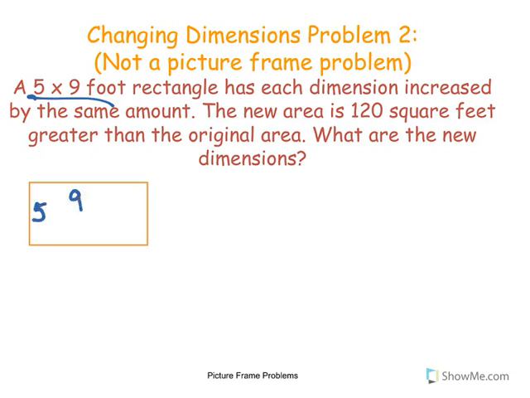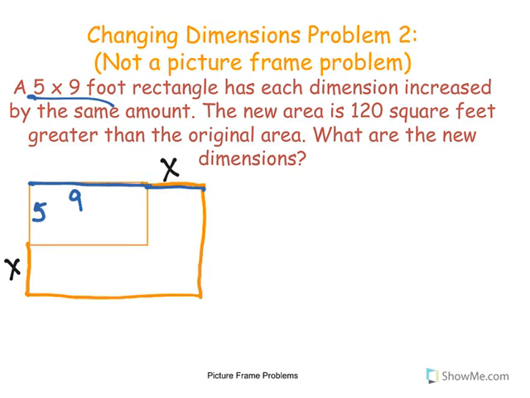It says, has each dimension increased by the same amount? So what happens if I increase this and increase this? Well, if those lines I drew are the same amount, then I could say that those are x units long. Now, what would my full rectangle look like? Well, my full rectangle would now look like that. Well, how big is this side? Well, this is 9 units, and this is x units, so the whole side is 9 plus x. And this is 5 units, and this is x units, so this is 5 plus x.